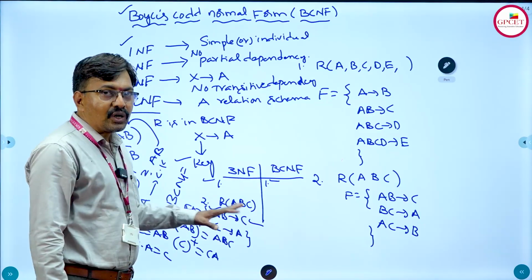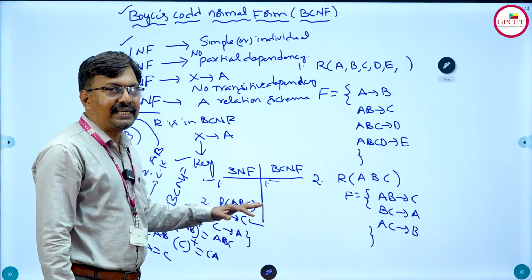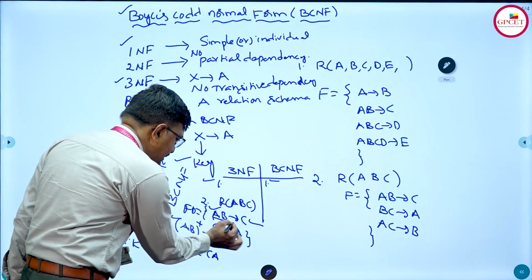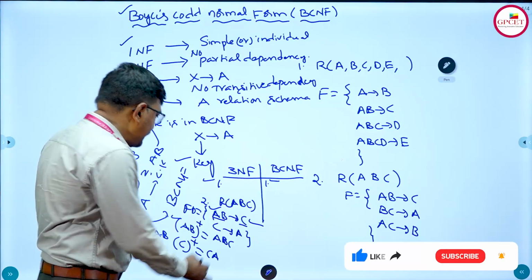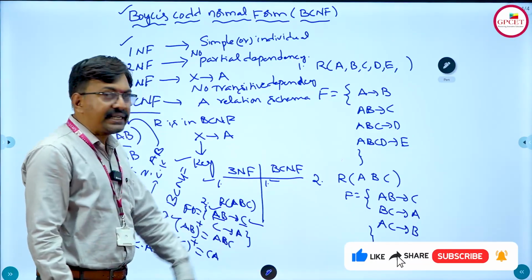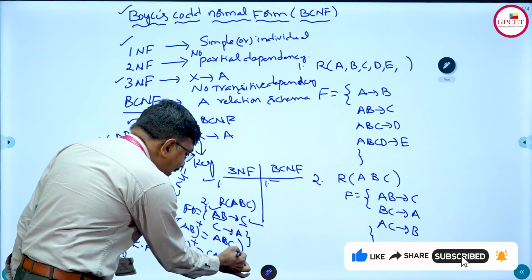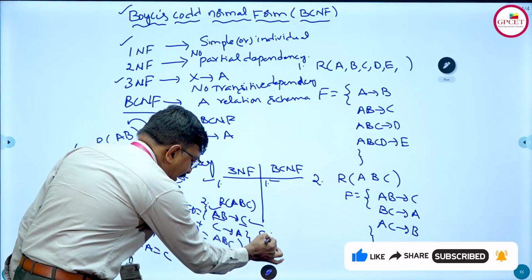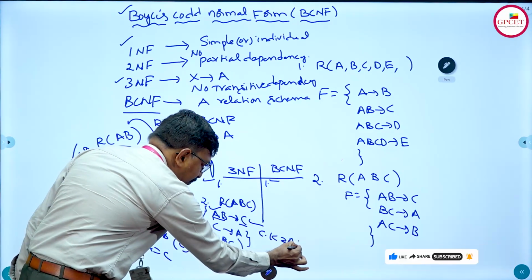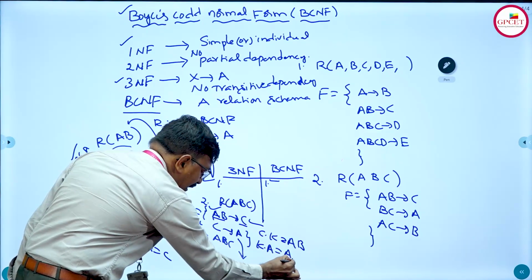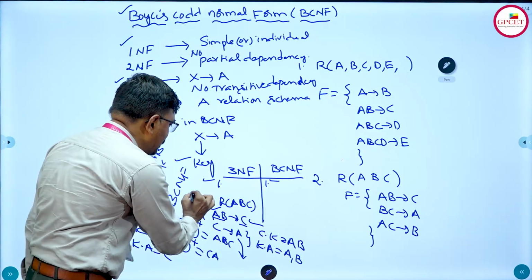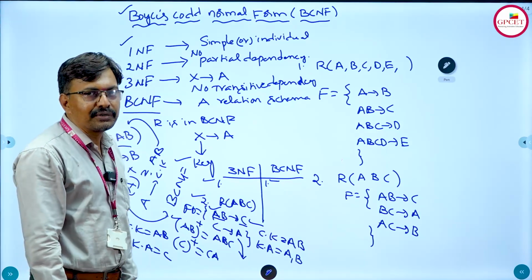According to our definition, either X is a key, here this is X and this is Y, either X is a key, the condition is satisfied. And then C tends to A. C is not a key, but A is the key attribute. Here candidate key equals AB, and key attributes or prime attributes equal A comma B. That's why the relation R is in the third normal form.